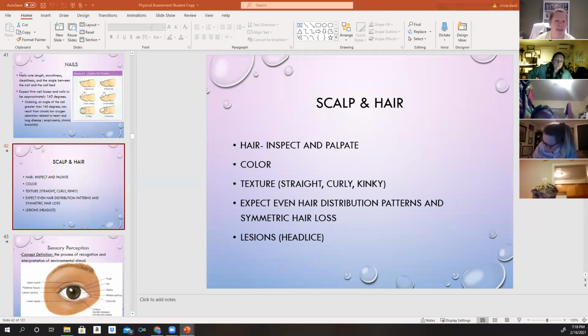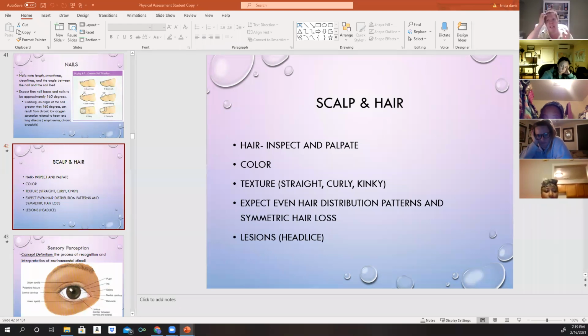So we are going to look at their scalp. We're going to look at their hair. Do they have any missing patches of hair? Are they a chemo patient? Are they losing their hair? Do they just have patches here, patches there? Are they thinning? You're going to want to look at the color of their hair. Do they have gray hair? Is it straight, curly, or kinky? I've never documented that for a patient. They've never asked. I've never seen that in any of my documentation, but you want to look for uneven distributions of hair patterns and hair loss.